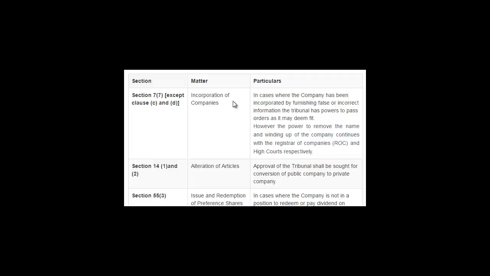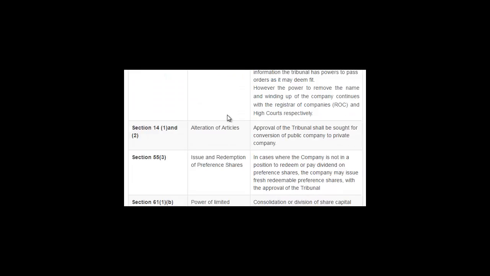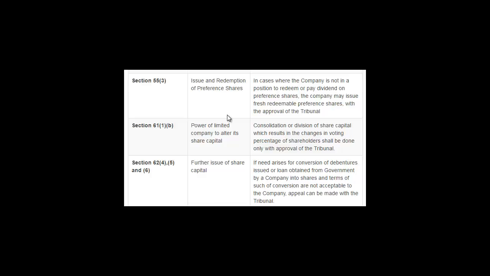Okay, now we move on to another section, section 55(3), issue and redemption of preference shares. In cases where the company is not in a position to redeem or pay dividend on preference shares, the company may issue fresh redeemable preference shares with the approval of the tribunal. So section 55(3) says that where a company is not able to redeem or pay dividend on preference shares, the same company has to issue fresh redeemable preference shares against those unpaid dividends or unredeemed shares with the approval of the tribunal.